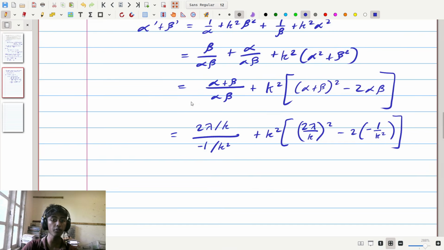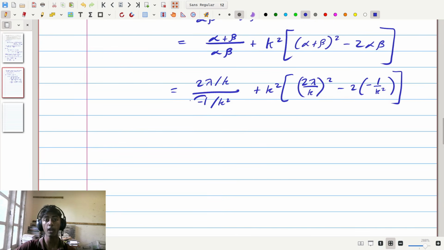Now simplifying this down, for the first term we have minus 2 lambda divided by k, divided by 1 over k squared, and dividing by 1 over k squared is the same thing as multiplying by k squared. So what we really have here is this times k squared, and we can see this k squared and this 1 over k cancel, leaving us with minus 2 lambda k, and therefore the first term here is minus 2 lambda k.